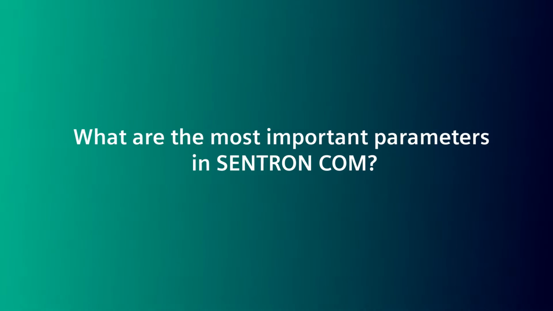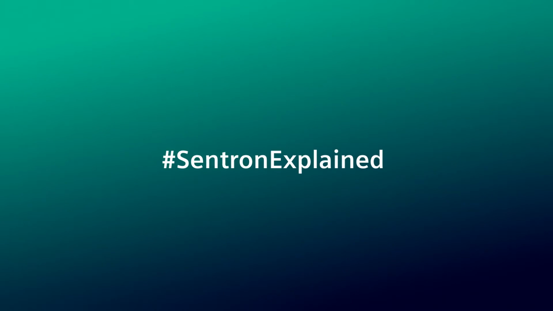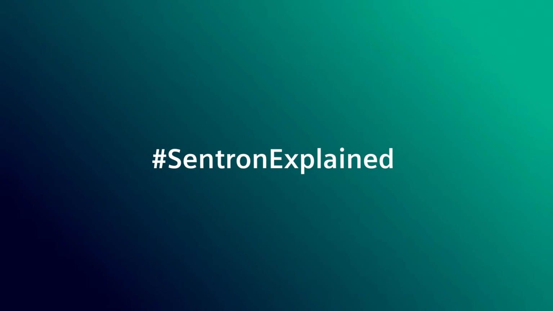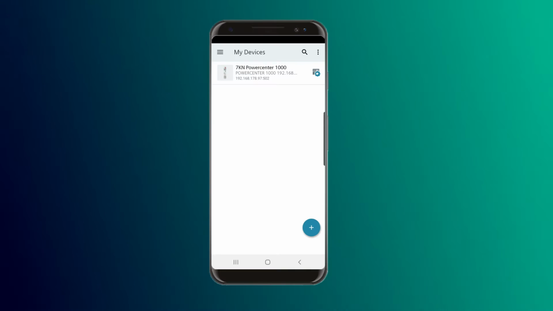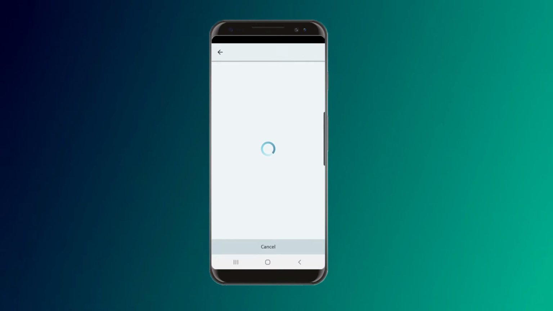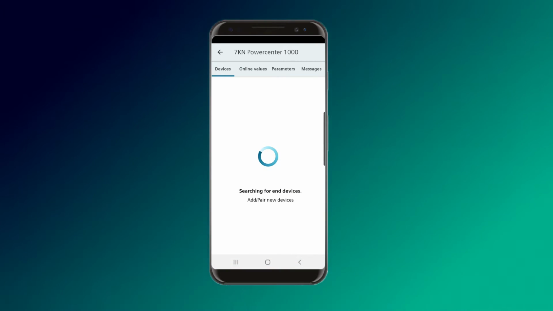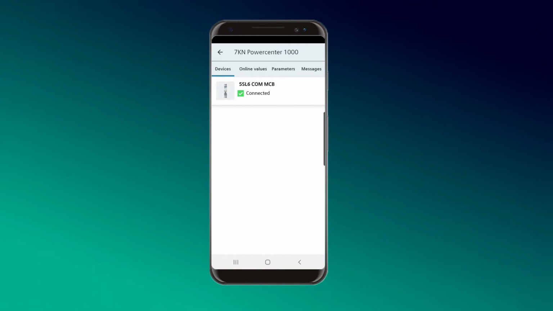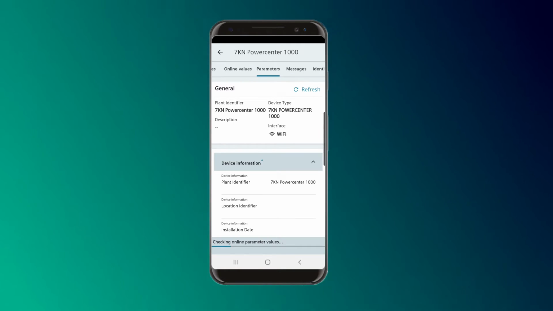What are the most important parameters in SENTRON COM? Every communication-capable circuit protection device has its own partly device-specific parameters. The most important parameters are described here.